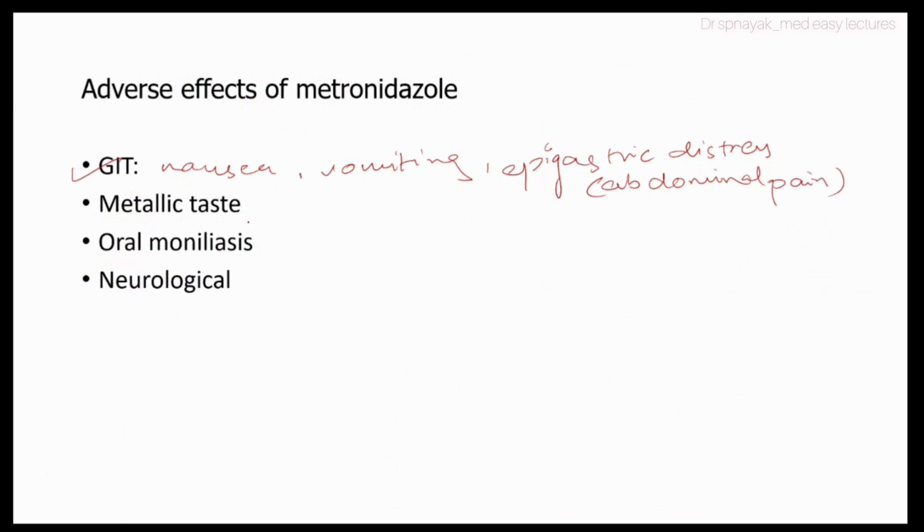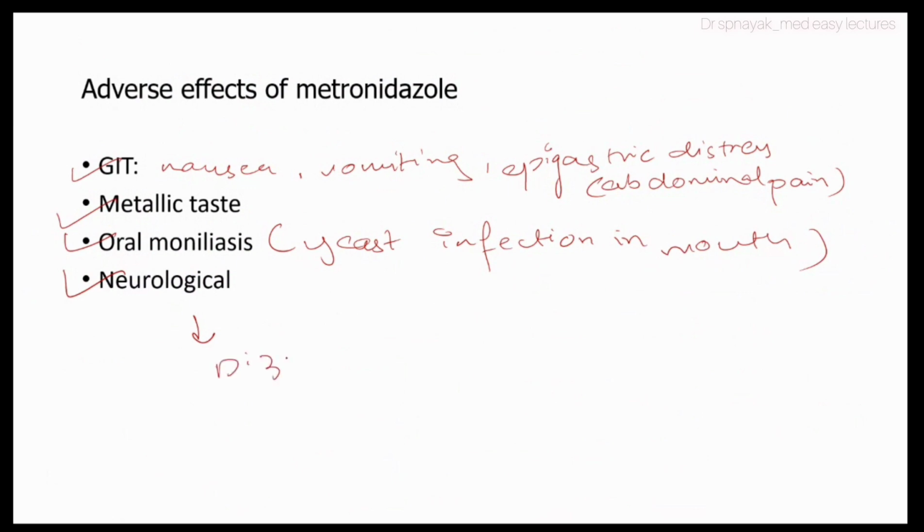Okay, these are the GIT symptoms. It produces a metallic taste. It produces oral moniliasis. Oral moniliasis is a type of yeast infection in the mouth. And it also produces neurological adverse effects. In neurological, it produces dizziness, vertigo, seizures, peripheral neuropathy.